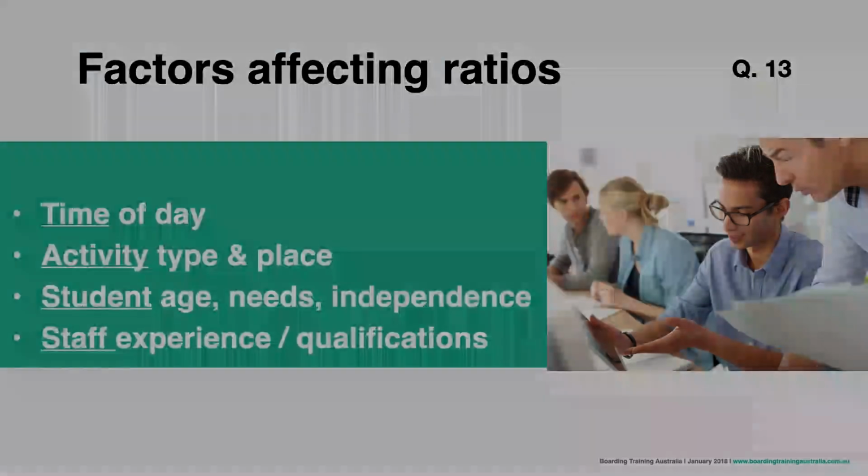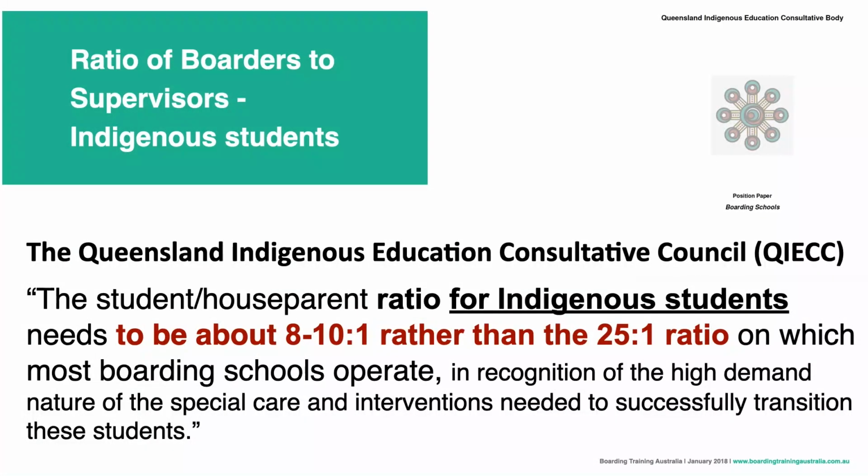Now, there is one document in Australia that we've found that actually dares to talk about the ratio that they feel is needed, and that's this article here called A Position Paper on Boarding Schools, by the Queensland Indigenous Education Consultative Council. They wrote in this paper quite a few years ago now, but they felt that the student house parent ratio for Indigenous students needs to be about 8 to 10 to 1, rather than the 25 to 1 ratio on which most boarding schools operate. And they deem that to be because of the extra special care and interventions needed to successfully transition the Indigenous students into boarding from a home background or a remote community that may not be familiar with the culture of boarding. Now you might be thinking, well, that's very well, but that's not a standard, it's not a law, it's not a compulsory thing, it's just a suggestion.